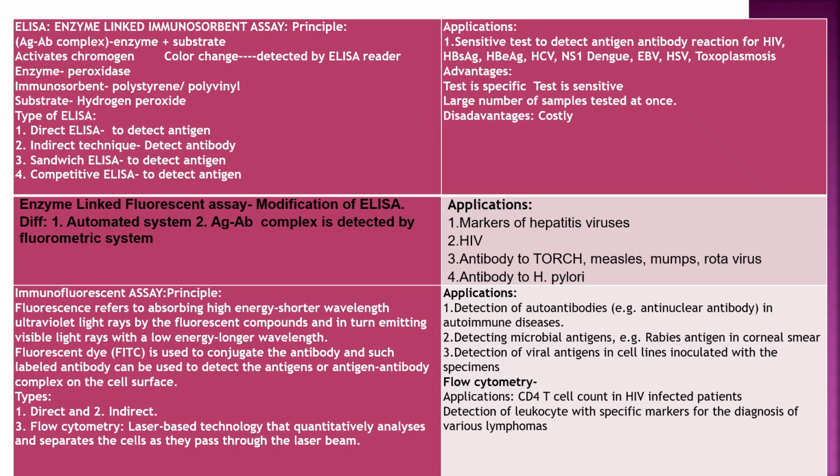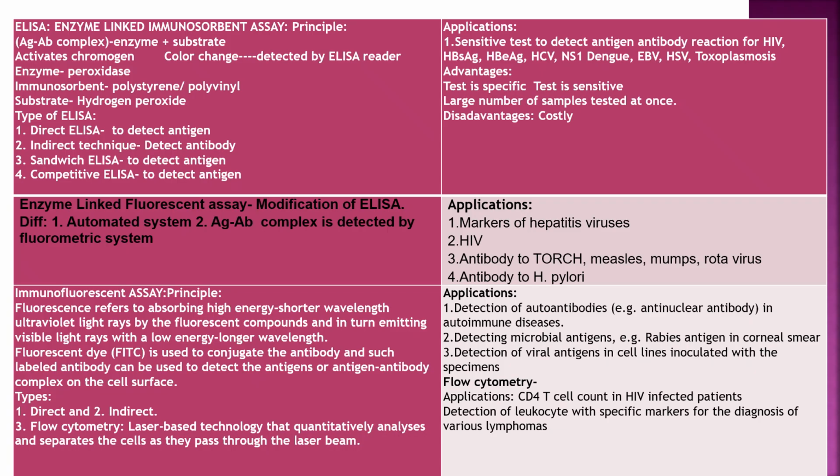Application: sensitive test to detect antigen antibody reaction for HIV, hepatitis A antigen, hepatitis B, E antigen, HCV, NS1 dengue antigen, Epstein-Barr virus antigen, HSV, toxoplasma. Advantages: test is specific, sensitive, large number of samples can be tested at once, mostly used in the blood bank for the screening of donors. Disadvantages: costly.